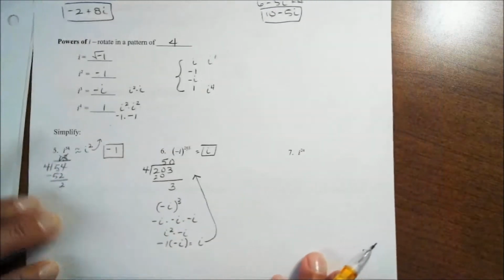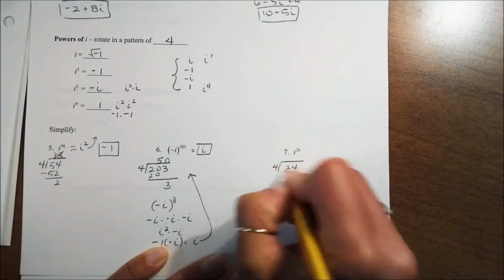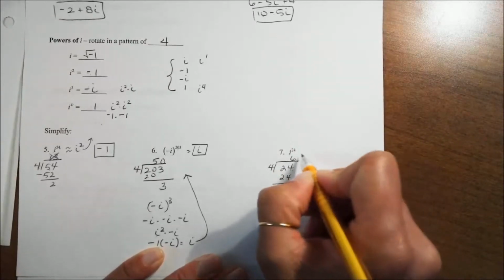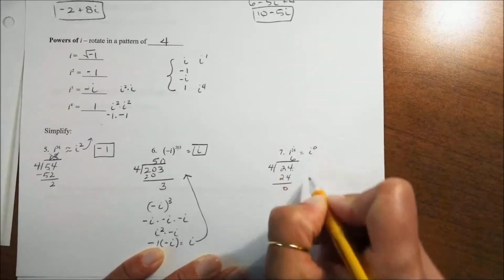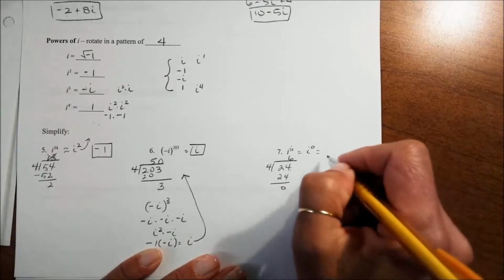Last example like this. 24 divided by 4 goes in evenly 6 times, we have a remainder of 0. So now i to the 24th is the same thing as i to the 0 power. Remember, anything to the 0 power except 0 is equal to 1.